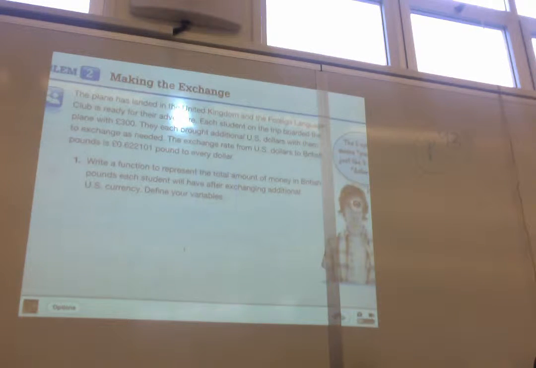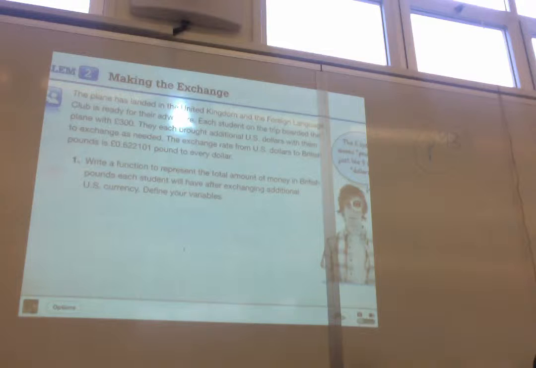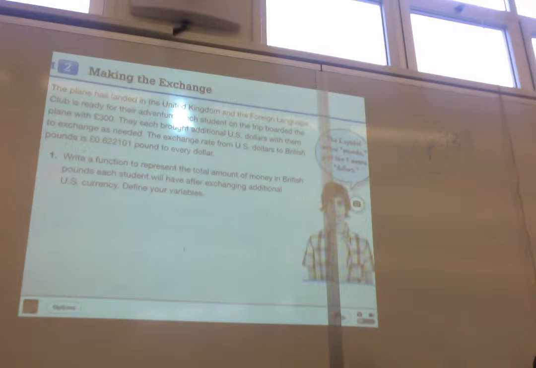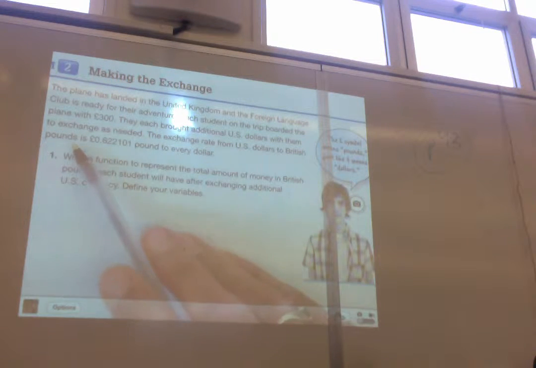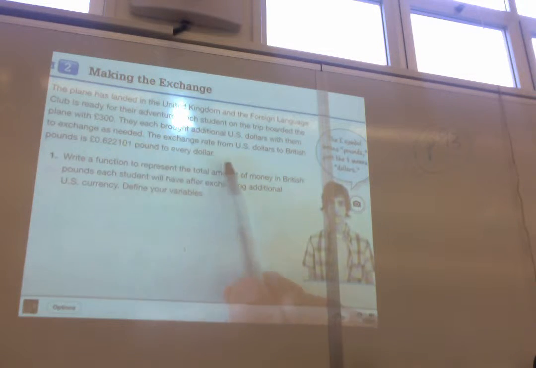We have a plane landing in the United Kingdom. The plane has landed in the United Kingdom and the Foreign Language Club is ready for their adventure. Each student on the trip boarded the plane with 300 pounds. That little L is pounds. They each brought additional U.S. dollars with them to exchange as needed. The exchange rate from U.S. dollars to British pounds is 0.62222 pound to every dollar.